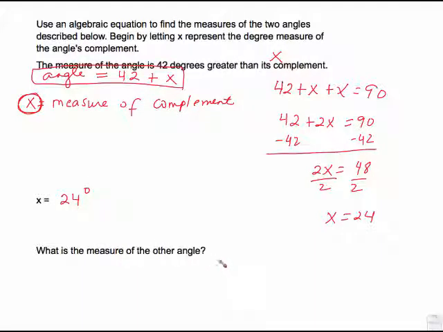To find the measure of the other angle, you have two choices. One is plug 24 in for that x right there. 42 plus 24 is 66. Or you could go with the fact that these are complementary, so 90 minus 24 gives us 66.